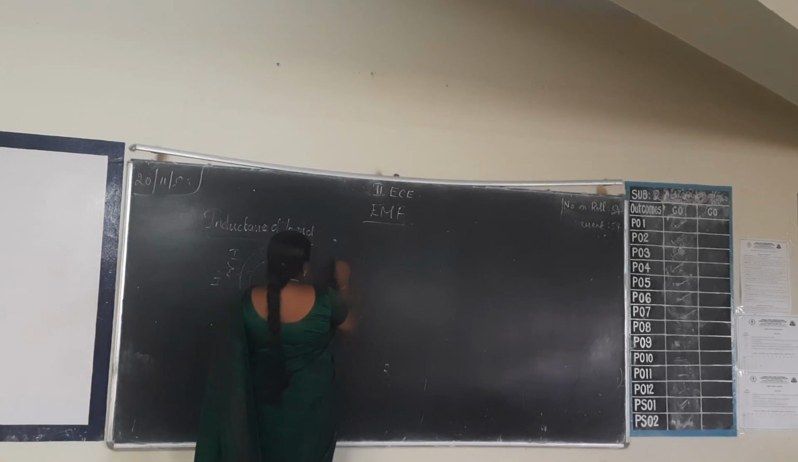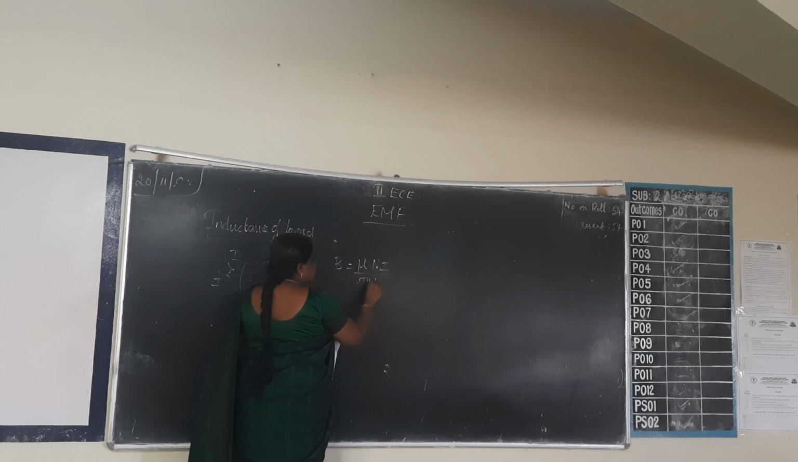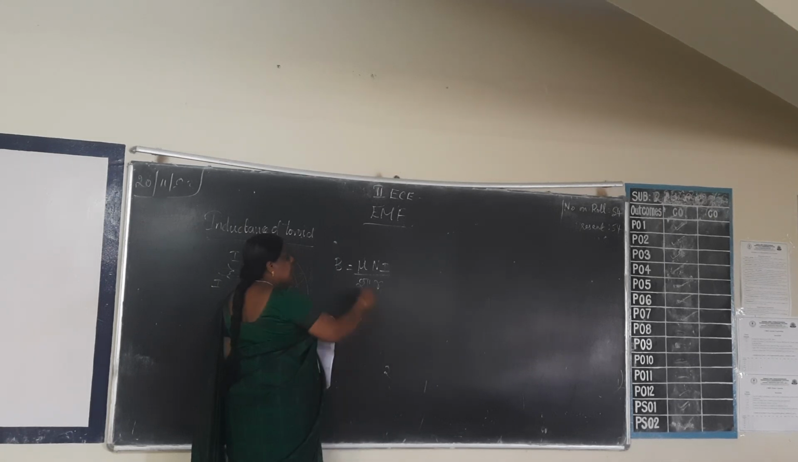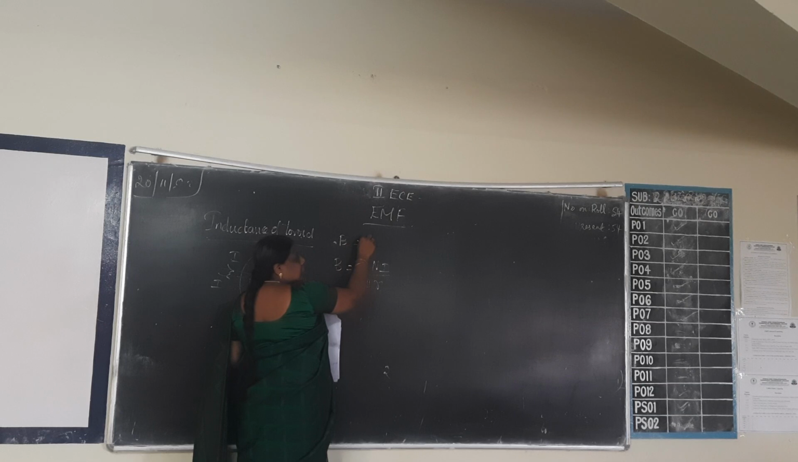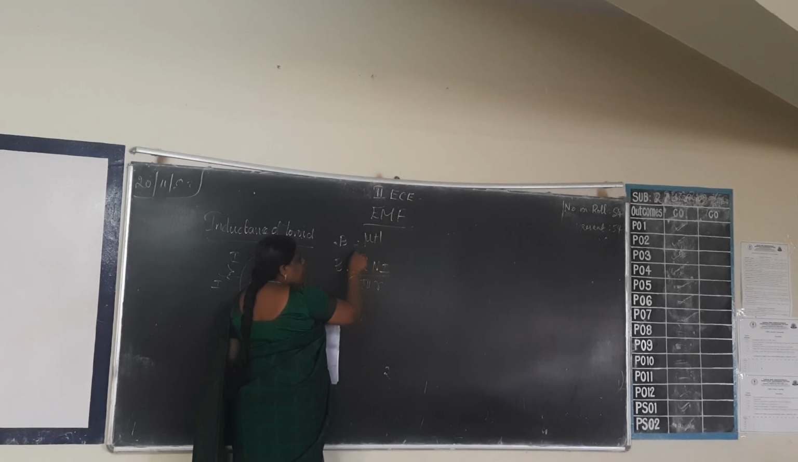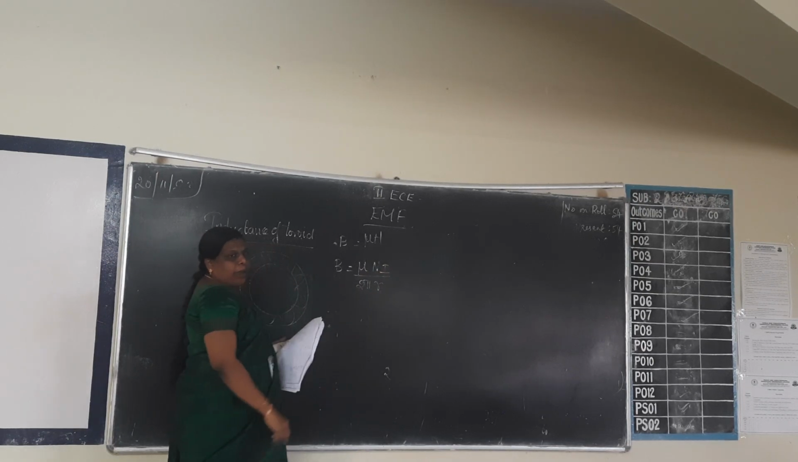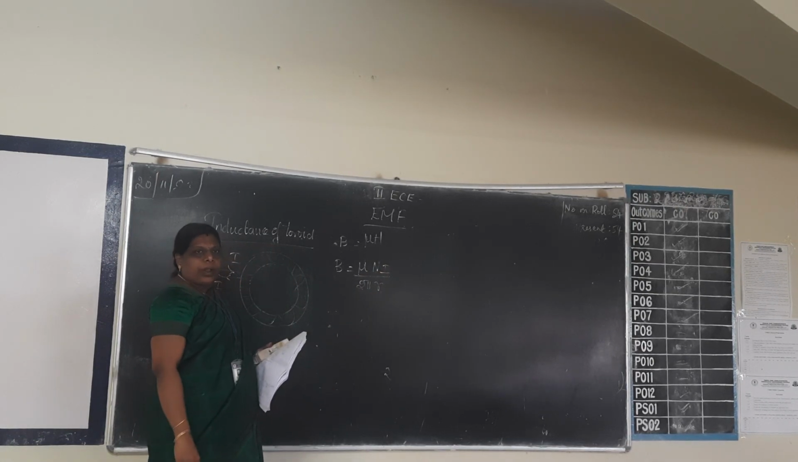What is the value of the flux density B? B is equal to mu N i divided by 2 pi r. How did I get this? What is the expression for B? B is equal to mu H, and H is N i by 2 pi r. So B is equal to mu into N i by 2 pi r. Clear?